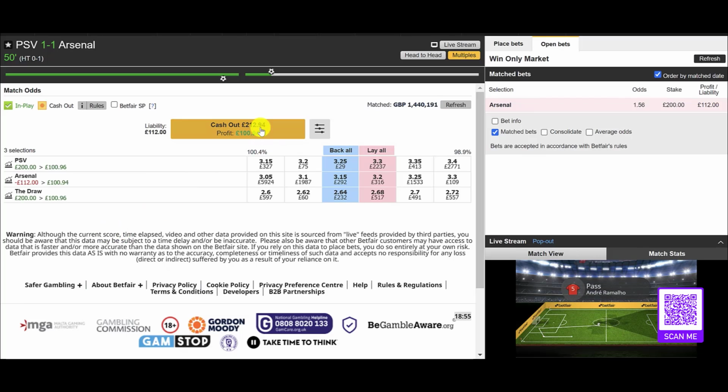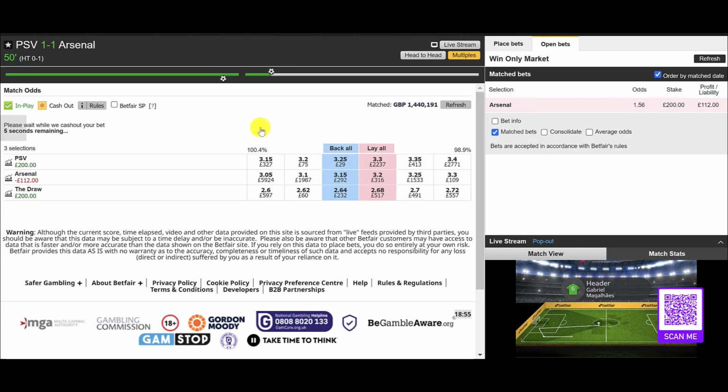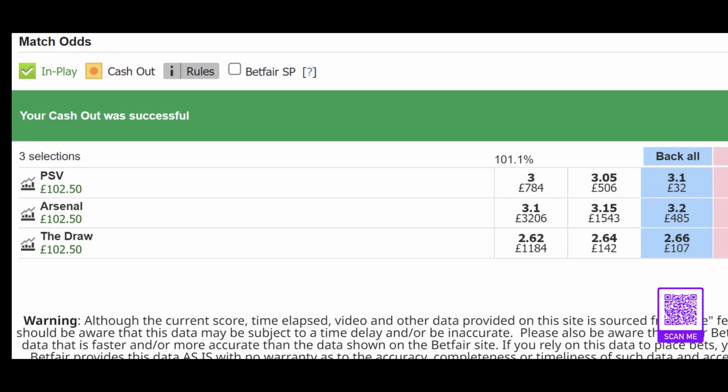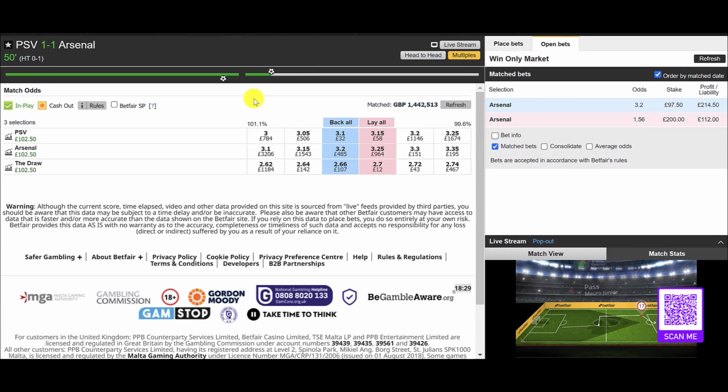We've got exactly what we were looking for. Let's lock in this profit right away. Arsenal, we laid them at 1.56. They've now gone out to 3.2. Okay, so very early in the second half, PSV have leveled it, and that's exactly what we were looking for.